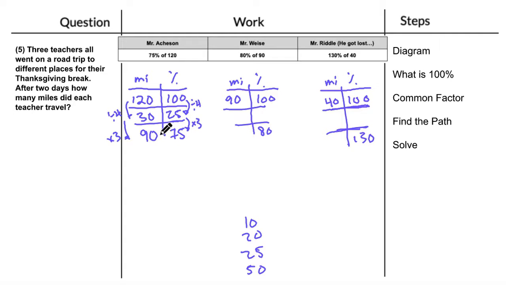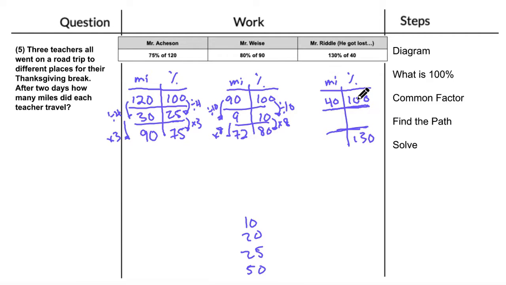So Mr. Atchison traveled 90 miles in 2 days. For Mr. Weiss, we have 100% and 80%. The common factor here that I'm going to use is 10: 100 divided by 10, and then 10 multiplied by 8. Here's our path. So we're going to do the same thing on the other side, divide by 10, which tells us 9 miles is 10%, then multiply by 8 to see that Mr. Weiss traveled 72 miles in 2 days.